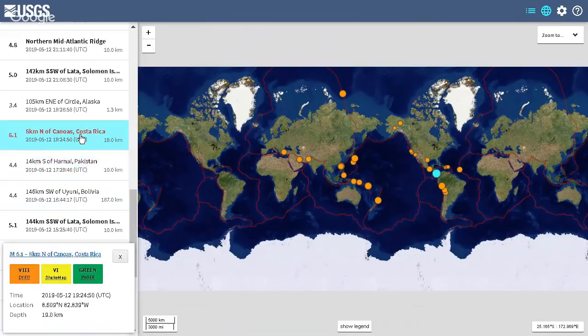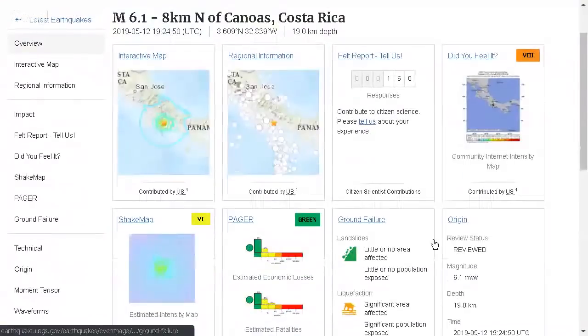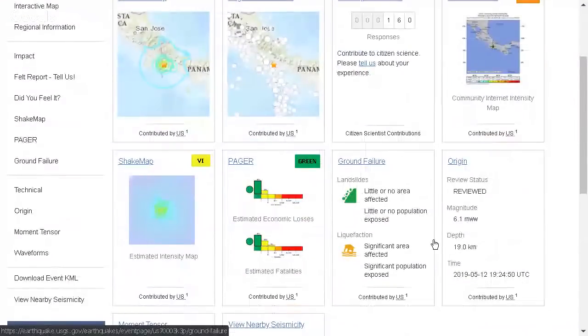4.4 Pakistan. 6.1 Costa Rica. Shout out Costa Rica. Hope everybody's okay there. Building codes are probably not the best. Looks like it was on land.